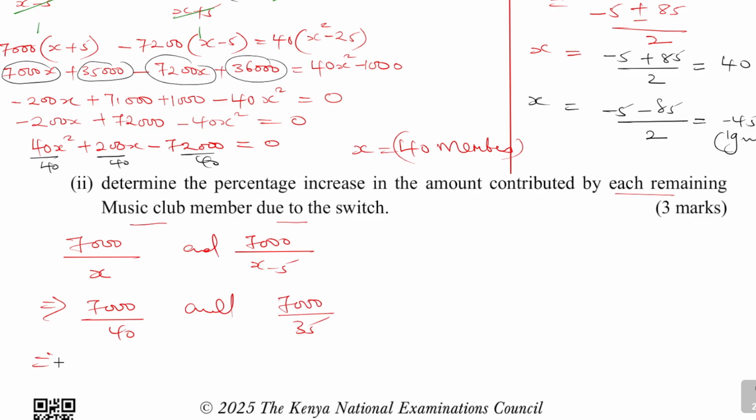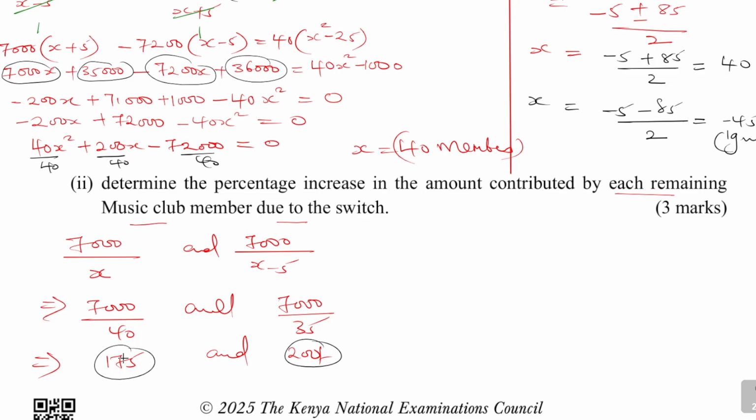So this one gives the amount to be 7,000 divided by 40, that will give 175 shillings. And then after the switch, we divide by 35, that will give 200. So you can see now the increase. After the switch, they had to pay 200.